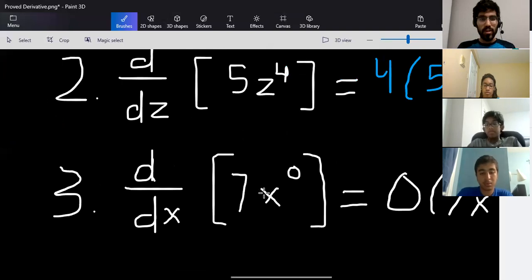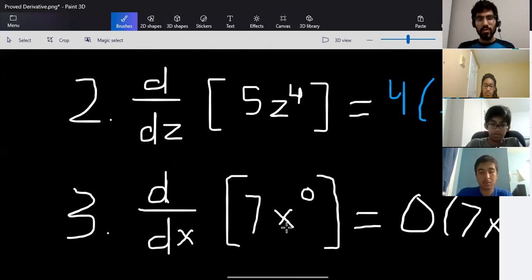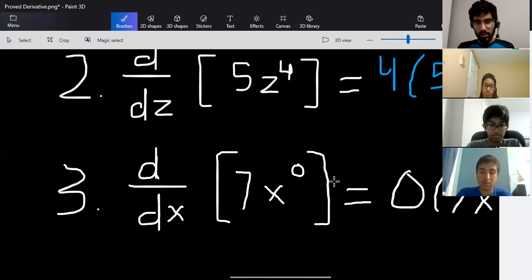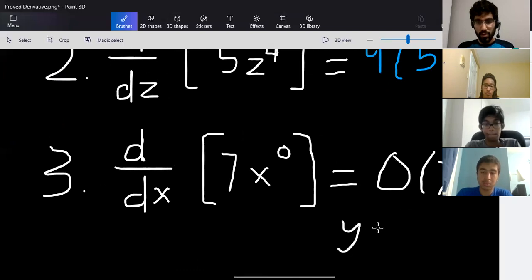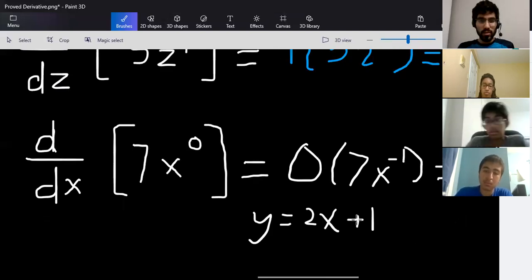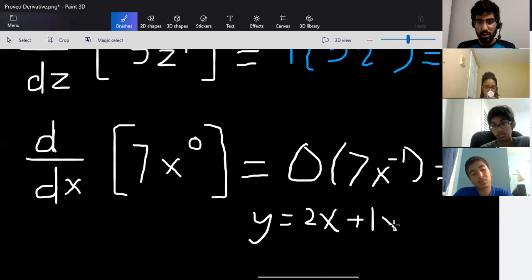This is what happens with any constant you see. If it's ever being multiplied by x to the 0, like in an equation, y equals 2x plus, let's say, 1. So this 1, if we said dy by dx of this, the 1 would not affect anything because it's just a constant. It's just being multiplied by x to the 0. So whenever we're taking the derivative of a constant, it's always 0.